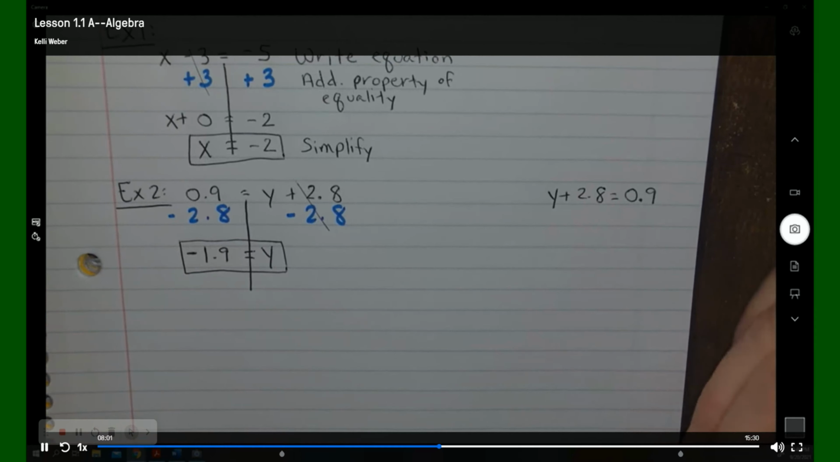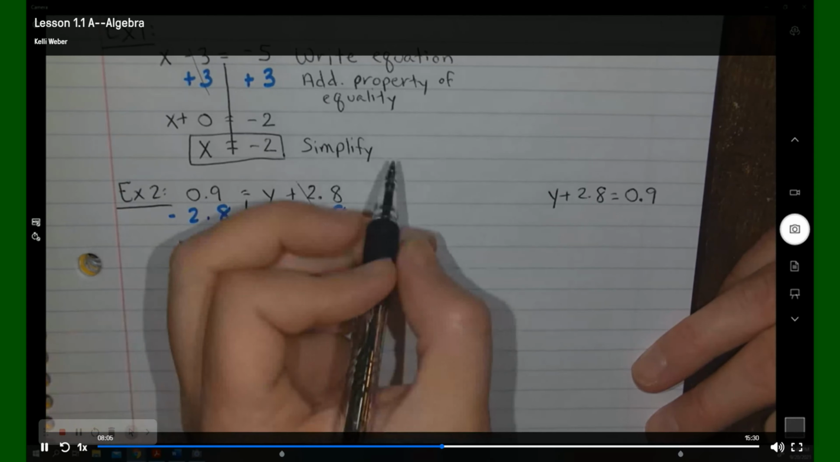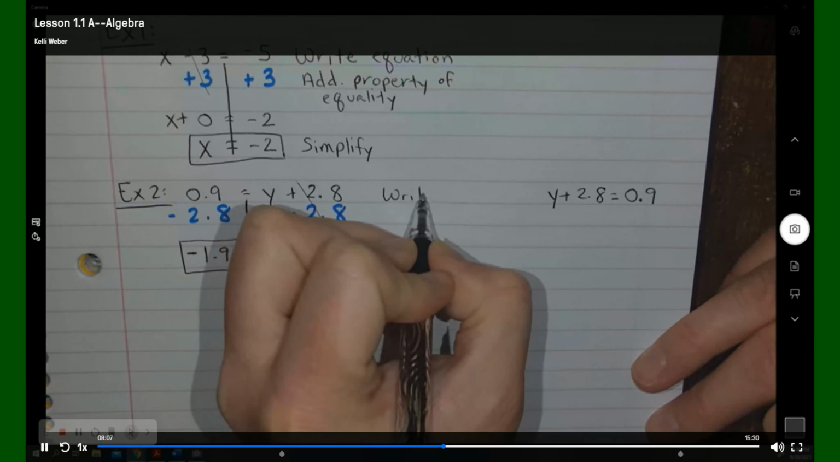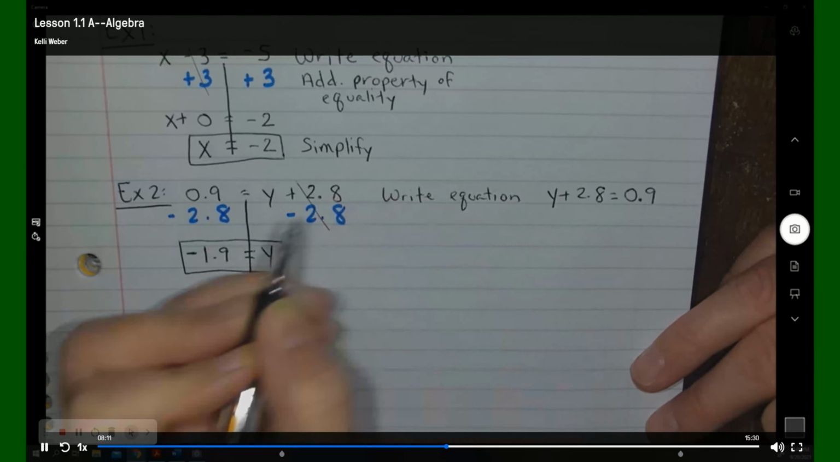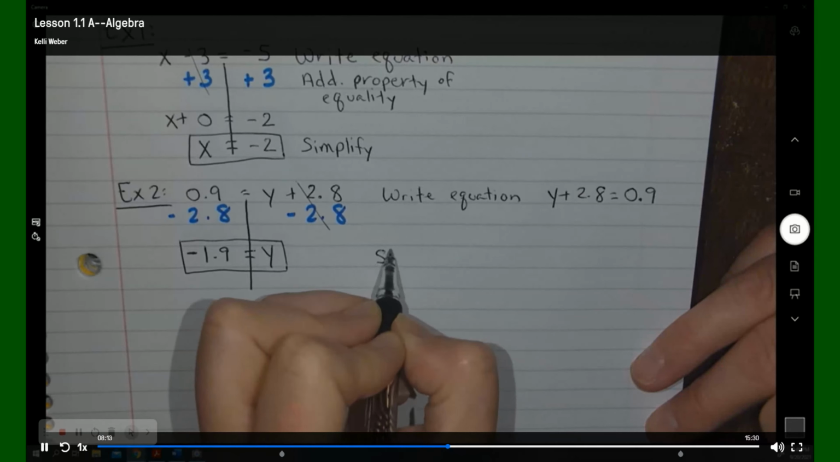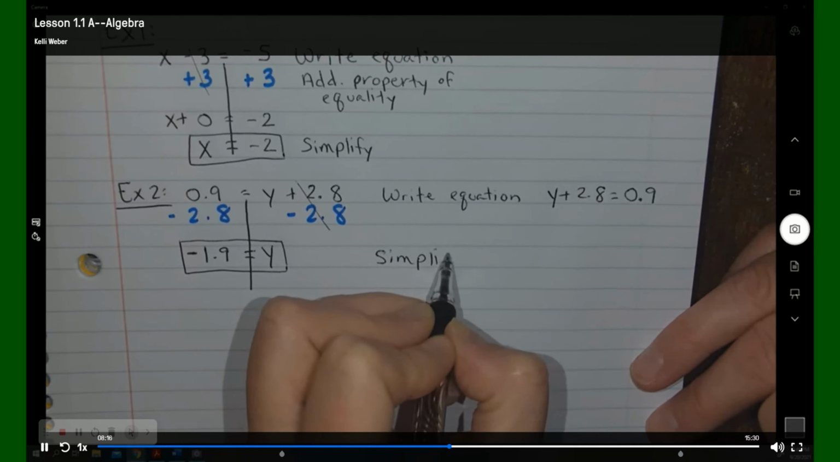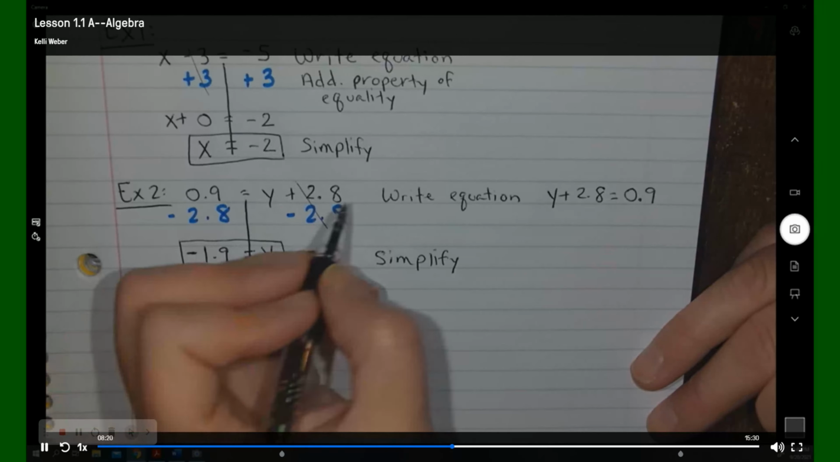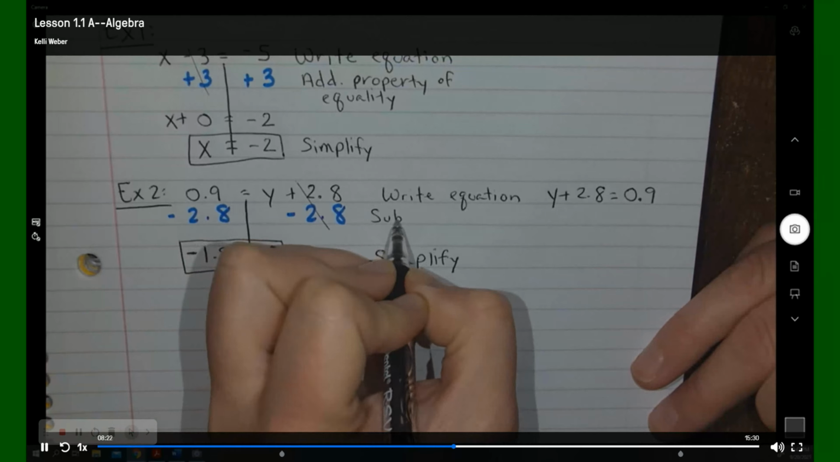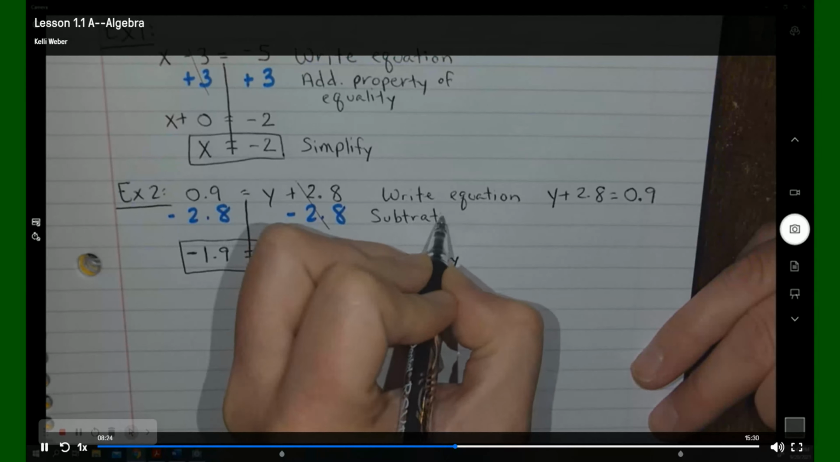Now, most of these first steps, if we're justifying, are the same. So for example, write the equation. The last step down here is simplify. That was the same. The one thing that's different for this one is this middle step, and this one is the subtraction property of equality.